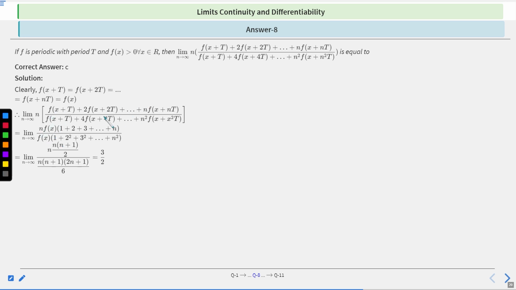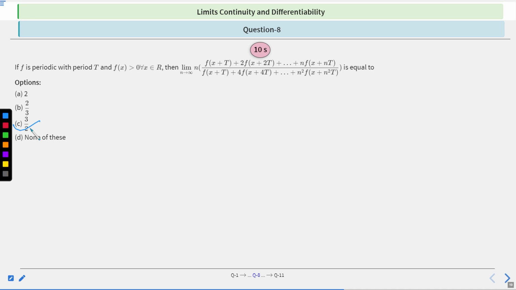So these are all equal to f(x). So let's take f(x) as common. f(x) common, so the numerator will be 1 plus 2 plus 3 till n. And in the denominator, when we take f(x) as common, it is 1 plus 2 squared plus 3 squared till n squared, right? So f(x) and f(x) will cancel out. Clear? So we will get n(n+1)/2 upon n(n+1)(2n+1)/6, which in the limit is equal to 3/2. Clear? Option C is the right choice.